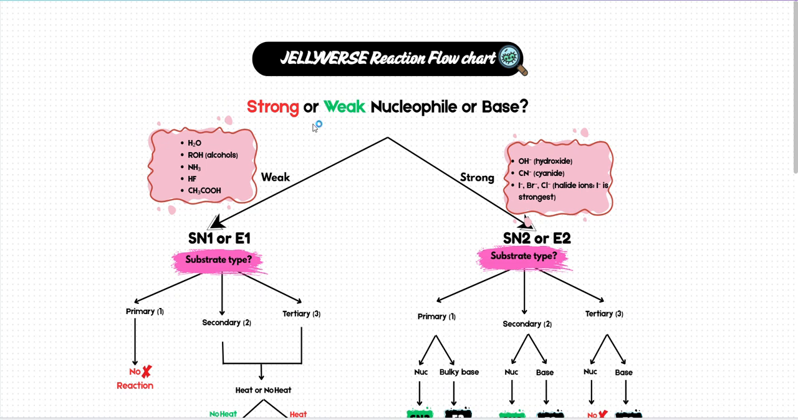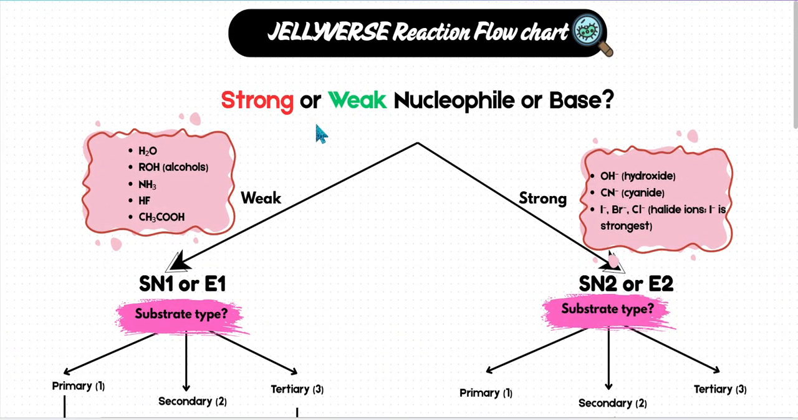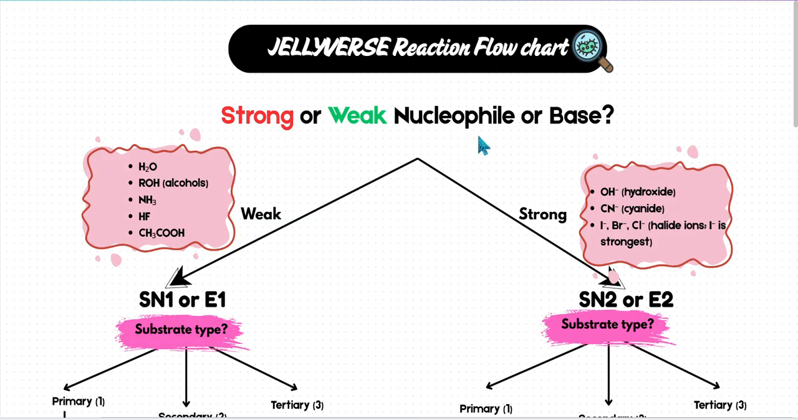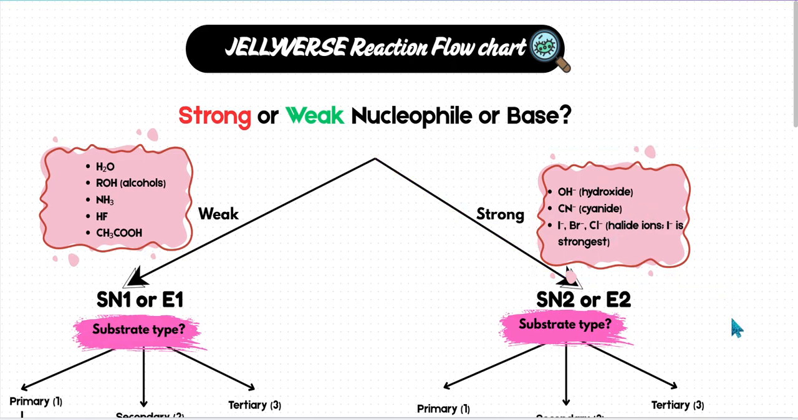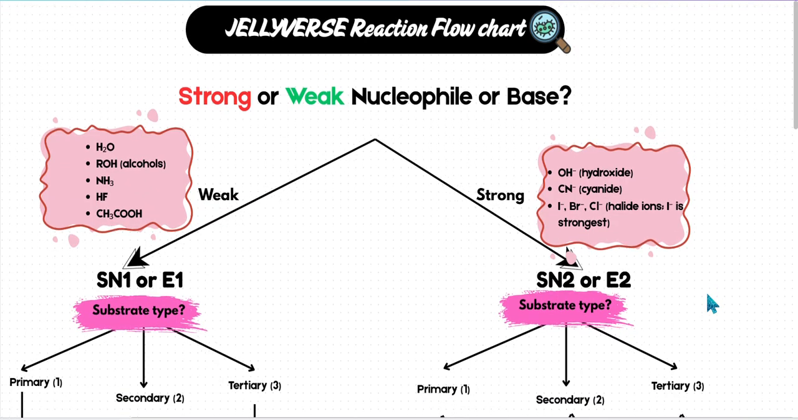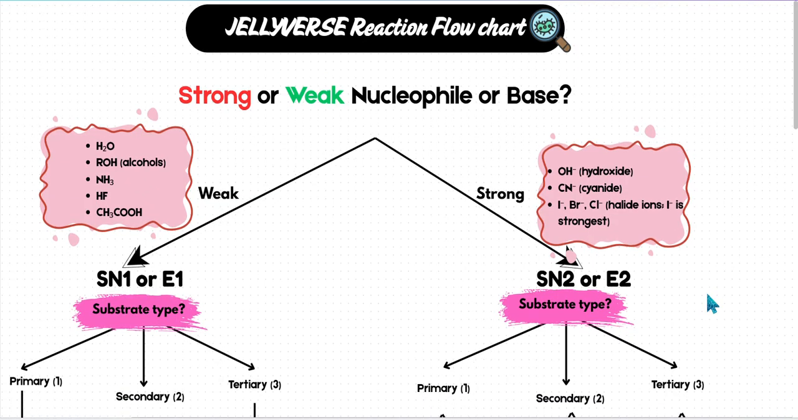So now let's try and move on to what we are seeing here, our flow chart. I'm zooming in so that everyone can see. So you can have your strong or your weak nucleophile or base. If your nucleophile or your base is strong, for instance, OH, which is our hydroxide, or cyanide, or any halide ion, all these things are strong nucleophiles or bases. The moment they are strong, then we are moving on to whether it's SN2 or E2. If it is SN2 or E2, we are going to base it on the type of substrate.